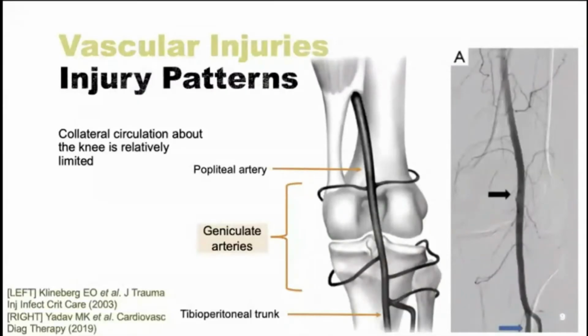And so, proximal and distal to the knee, there's a plethora of collateral circulation, not so directly around the knee itself. And so, when you have an injury to the popliteal artery in this location, then it's very easy to get relative ischemia distally because there's not good collateral flow.